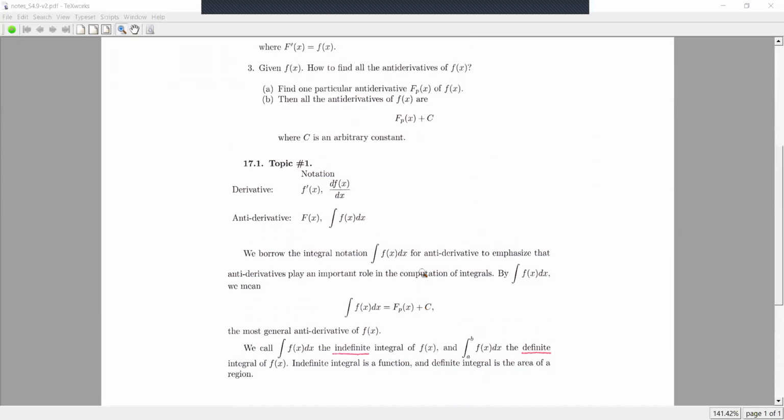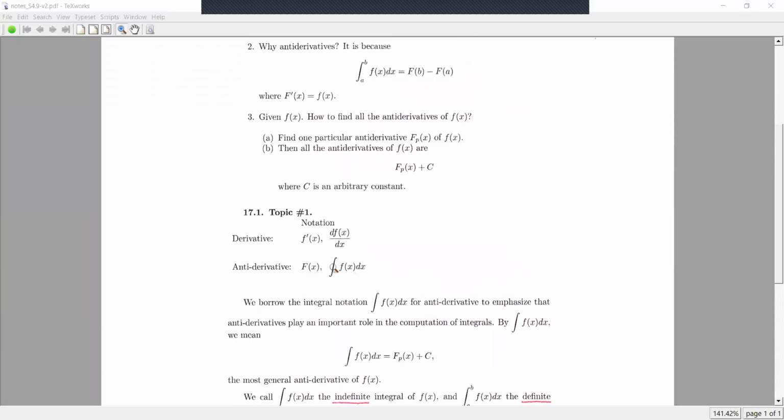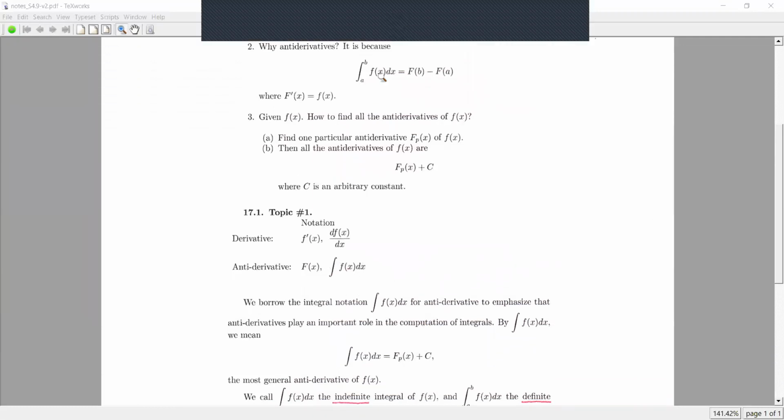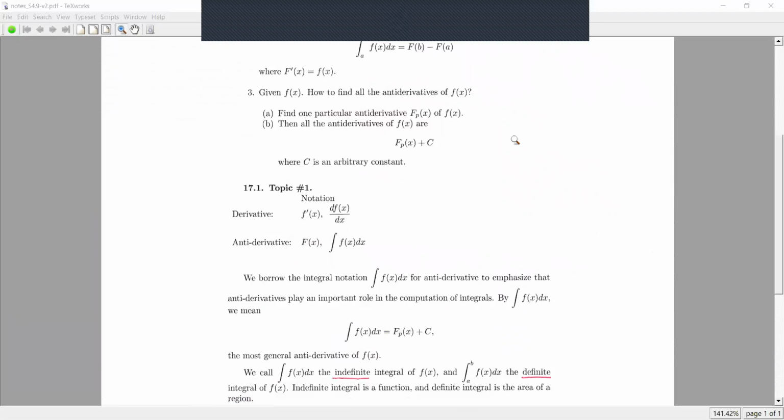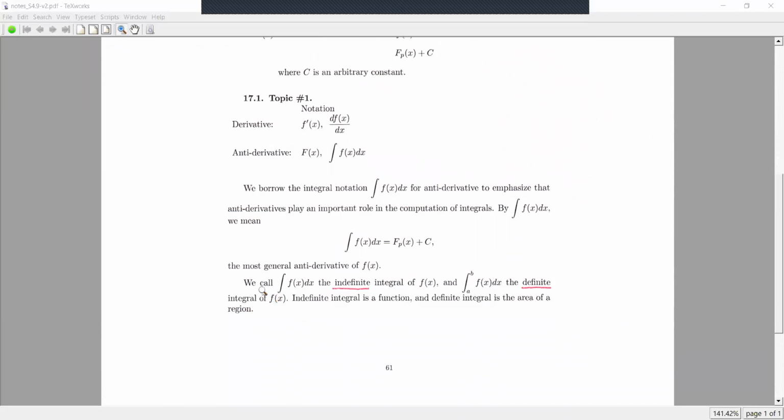Now we have two integrals, this one and this one, okay? Now we give names to these two integrals. We call the integral without a or b the indefinite integral of the function little f. And the integral with a and b, the definite integral of function f.